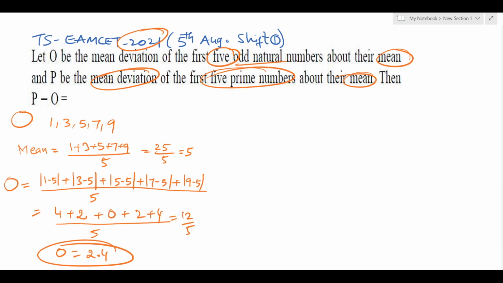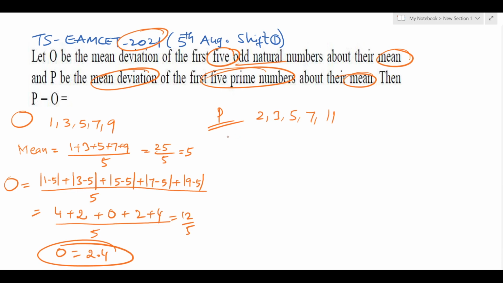And the P value is given, that is the mean deviation of the first 5 prime numbers. So P is for the first 5 prime numbers, that is 2, 3, 5, 7, 11. These are the prime numbers.